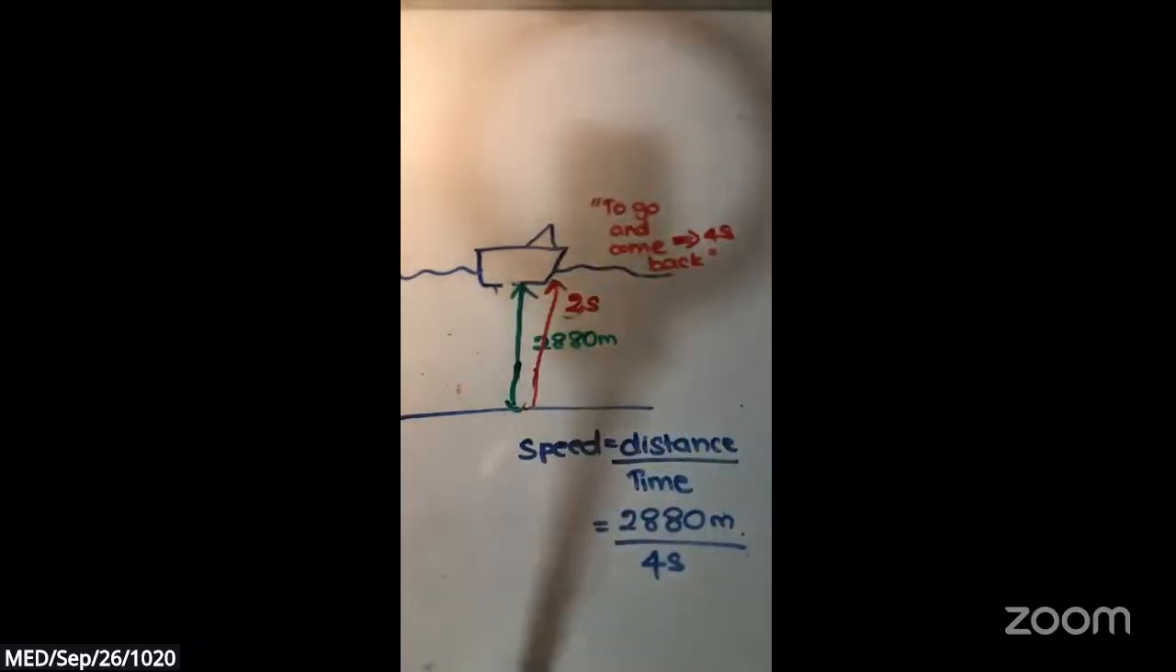So therefore, you can just say 2,880 meters, 2 seconds. The answer would be 1,440 meters per second. Okay. Or if not, you can also do it like this. This is one way of doing it.